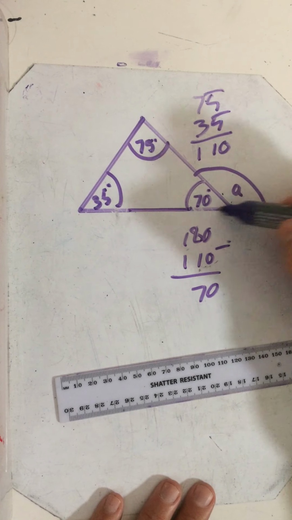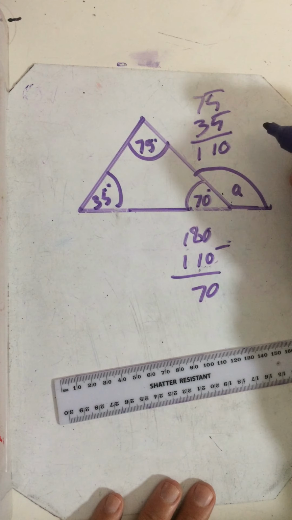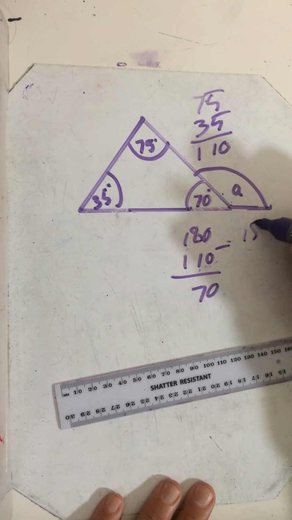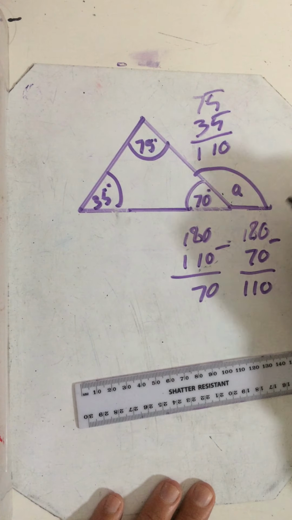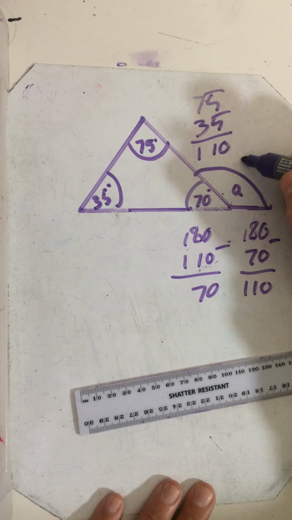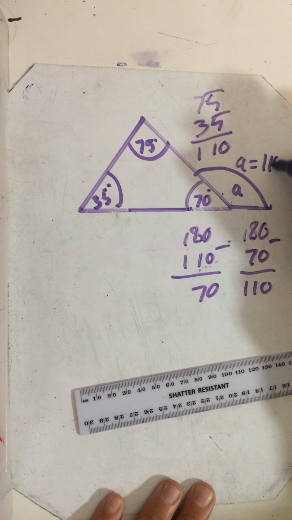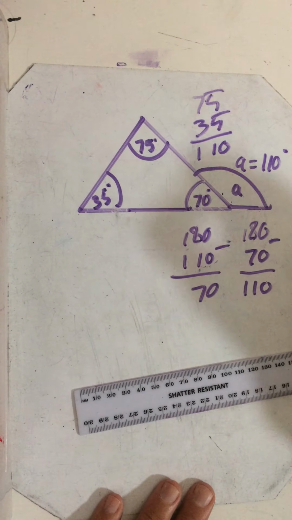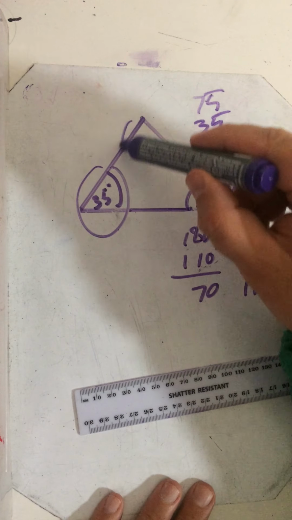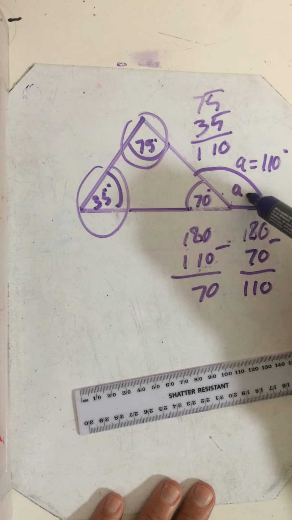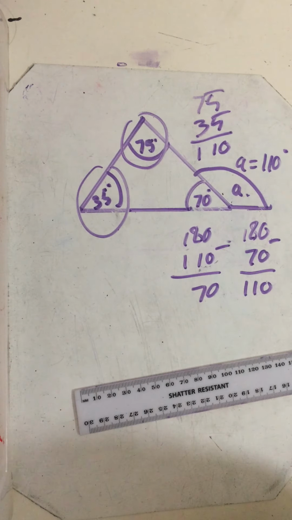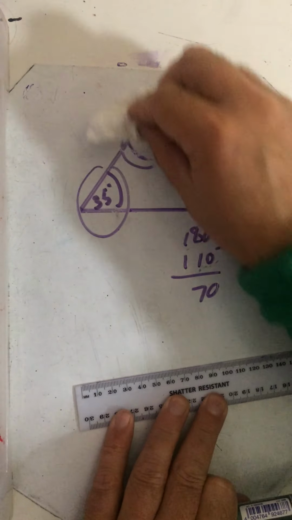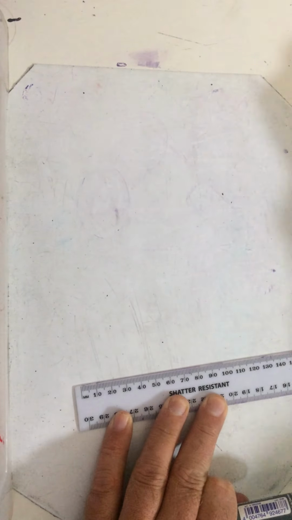Angles on a straight line equal 180, so we do 180 minus 70, which gives us 110. So we know angle A is equal to 110 degrees. And you will notice that when we add these two angles up, it does give us that angle as well. But sometimes it's useful just to fill those in anyway. All right, let's try another one.